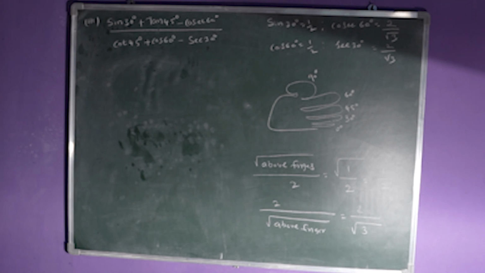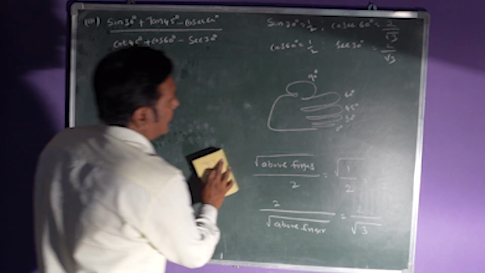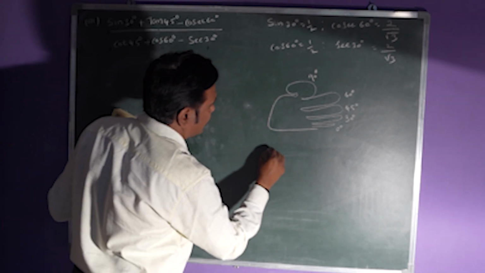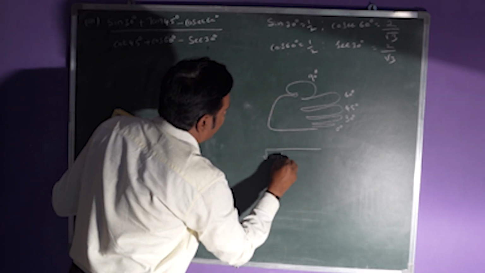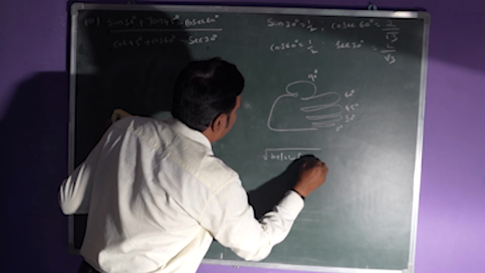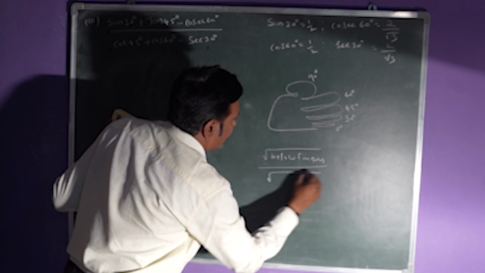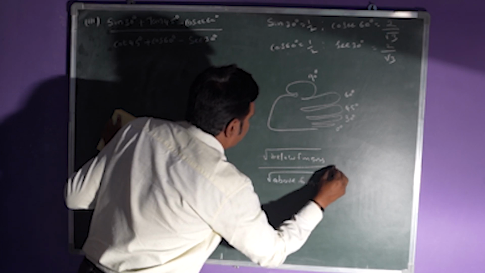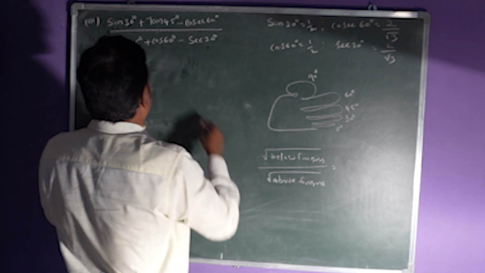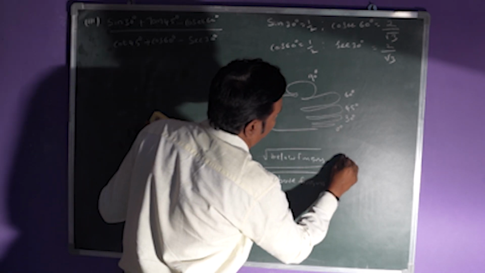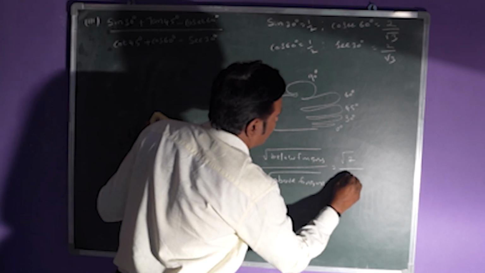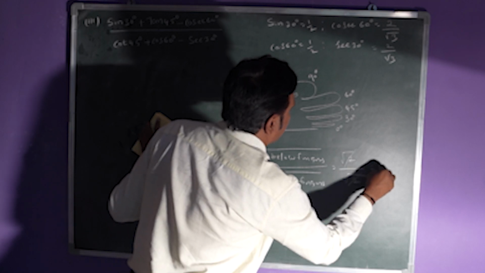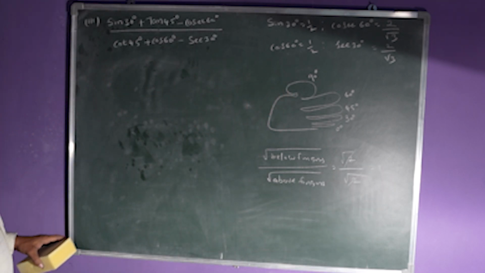And next, I will find the value of tan 45. Tan is equal to sine by cos. Sine means root of the below finger, by root of the above finger. The 45 degrees below finger is 2, and the 45 degrees above finger is 2. Root 2 cancels, and the answer is 1. Tan 45 is equal to 1.